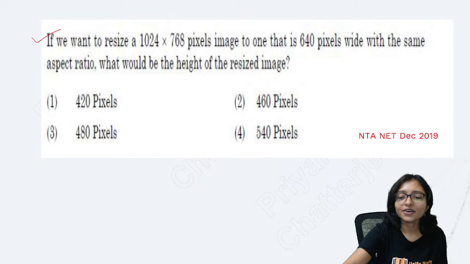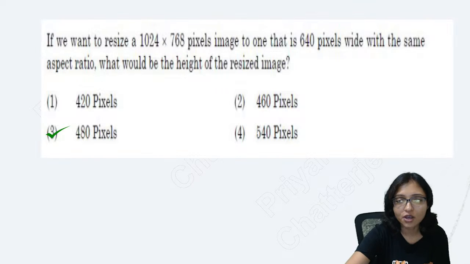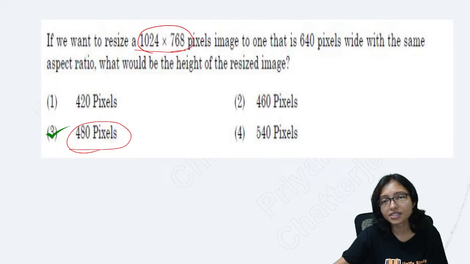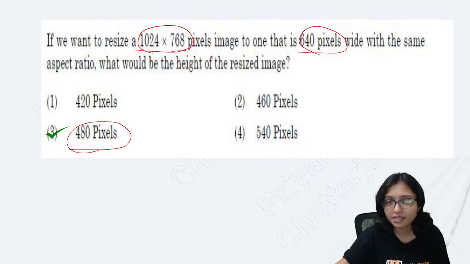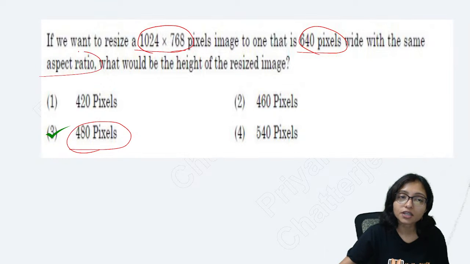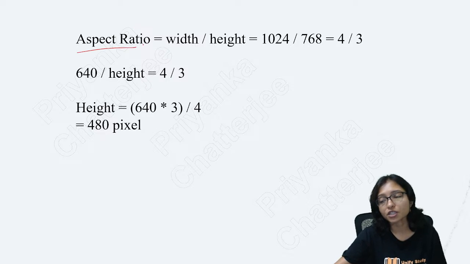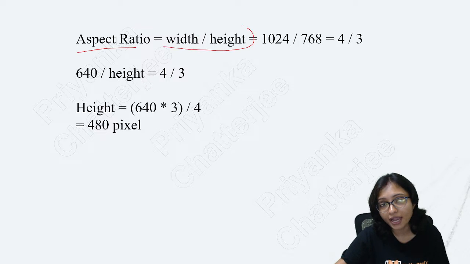Yes. So your answer is option 3. Option 3 is the correct answer. We want to resize 1024 by 768 to this pixel. So the aspect ratio should be the same. How is the aspect ratio defined? Aspect ratio is width by height.